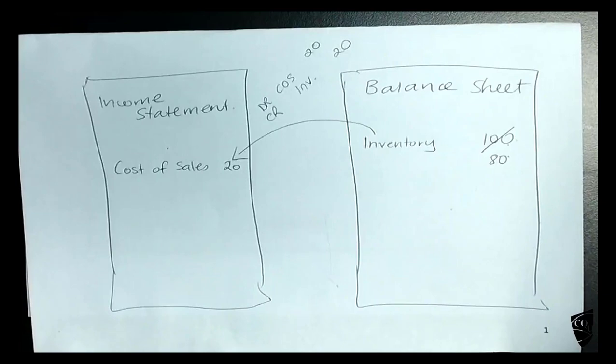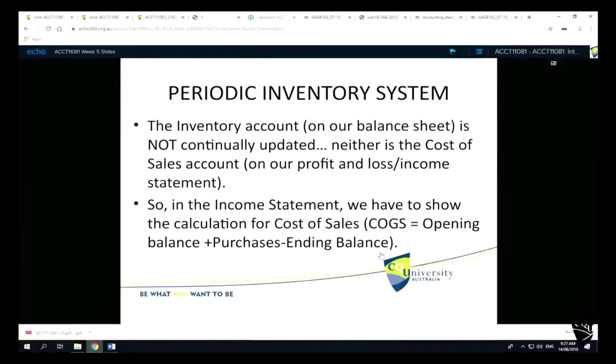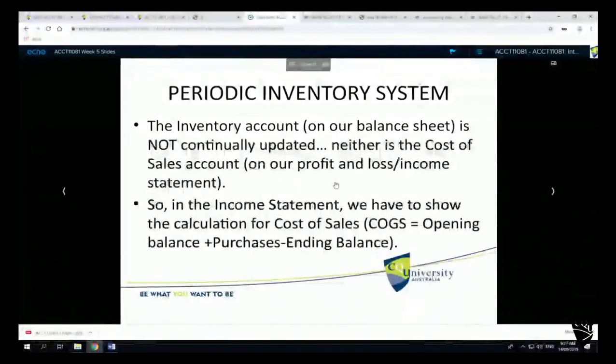So in this case, our inventory account on our balance sheet is not continually updated. Neither is the cost of sales account on our profit and loss statement. Okay, so flicking back to this slide. In the income statement, we have to show the calculation for the cost of sales. Now, here's the formula. That's a very simplistic version of the formula. It's the one that I think about. So I always go COGS equals opening balance plus purchases minus ending balance.